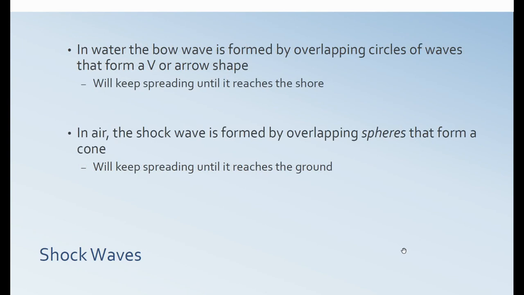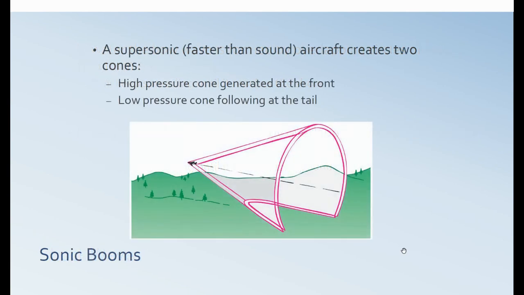Again, in water, the bow wave forms a V or an arrow shape that spreads until it reaches the shore. In the air, the shock wave is formed by overlapping spheres, and these spheres form a cone that stretches from the object, and those spheres will keep spreading until they reach the ground. And if we have a plane that can fly faster than sound, a supersonic plane, it's actually creating two cones. It's creating a high pressure cone generated at the front of the plane, and then another low pressure cone that's kind of following at the tail of the plane.